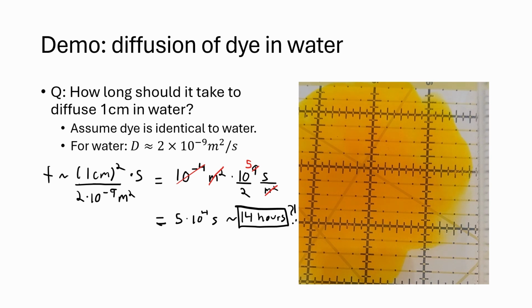Just cancel out the units, and you find out that it actually takes about 14 hours for it to diffuse 1 centimeter. So that's really remarkable and something you might not expect. That's a very long time scale. So actually what you're seeing in this video is not diffusion. It's some sort of combination of advection, convection, all sorts of other phenomena. And if you look up diffusing dye in water, you'll find all sorts of interesting things going on here. But I just wanted to emphasize the time scales that are involved in diffusion.